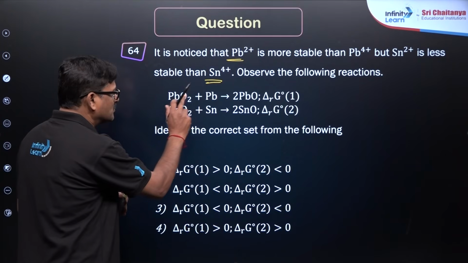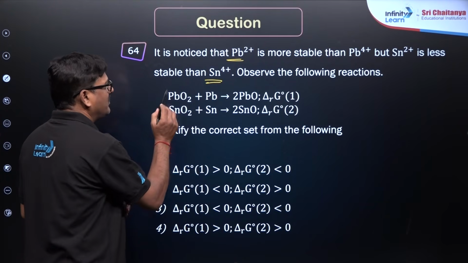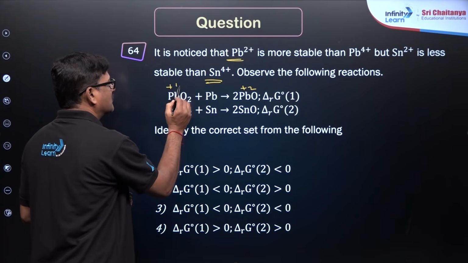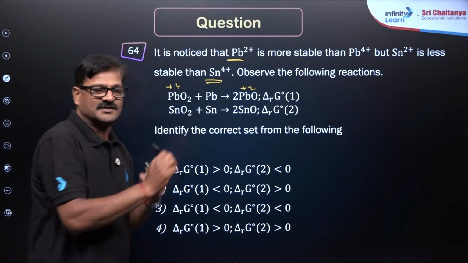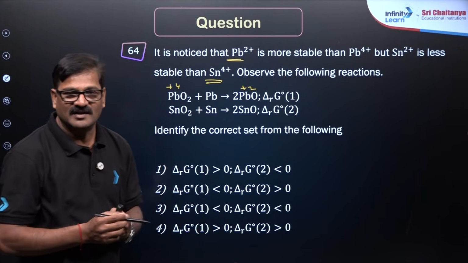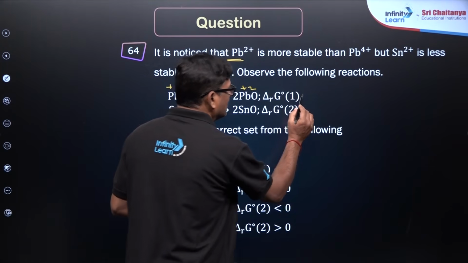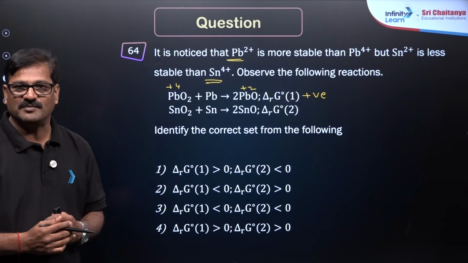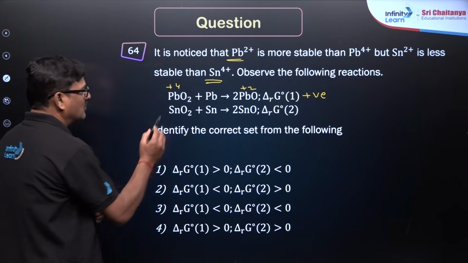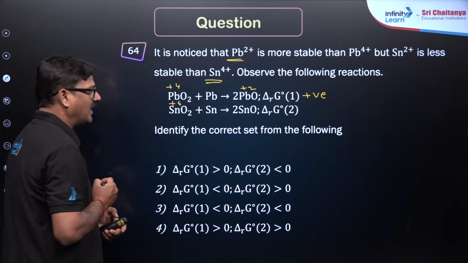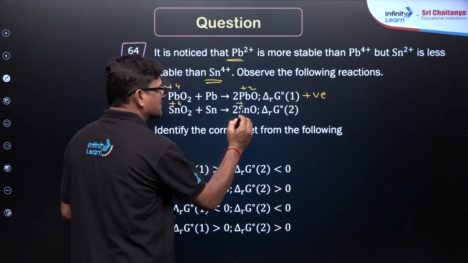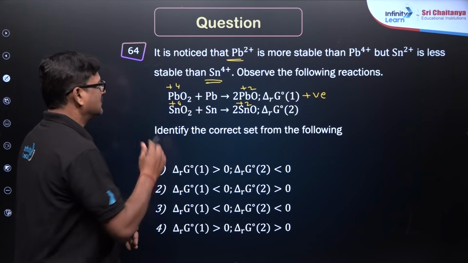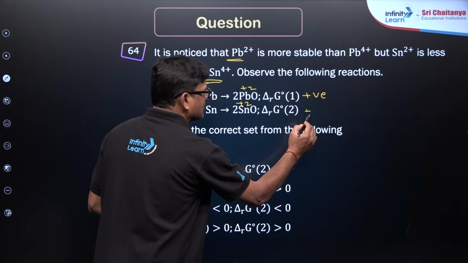PbO2 gives rise to Pb2+, so it goes from plus 4 to plus 2. So the driving force is going towards the instability, so the process is going to be non-spontaneous, and delta G is going to be positive. And for SnO2 with Sn plus 4 going to SnO with plus 2, the driving force is going to be positive.